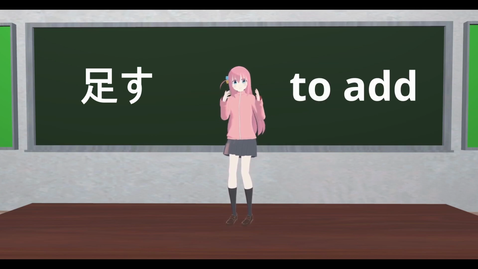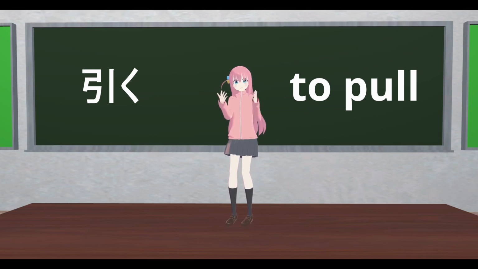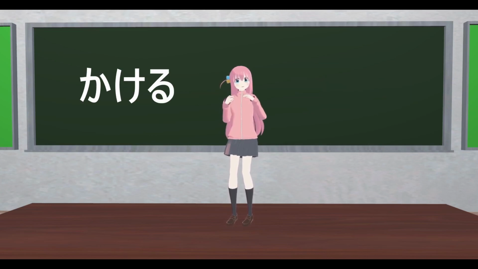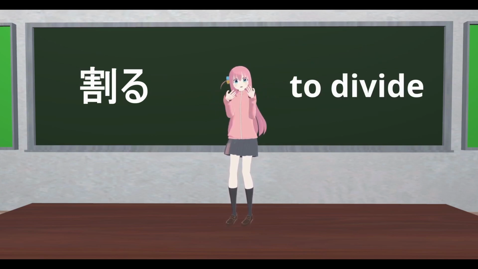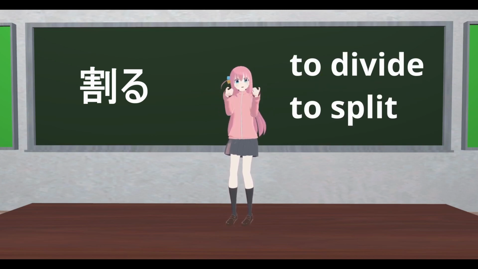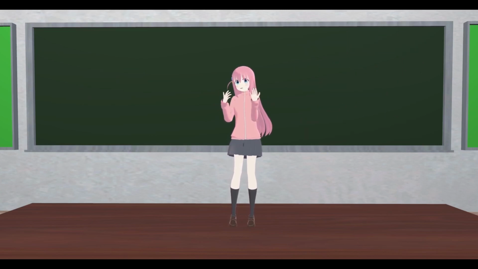Tasu means to add, so it can also be used, for example, for adding ingredients to a dish. Hiku means to pull. In this case, its meaning has been transferred over into pulling one number from another, aka subtracting. Kakeru has 20 different English definitions, so don't ignore that one. And waru just means to divide. So if you're dividing a cake among people, you would also use waru for that, or splitting or breaking stuff in half.